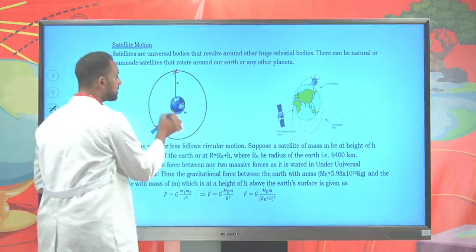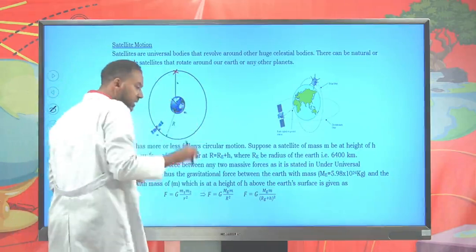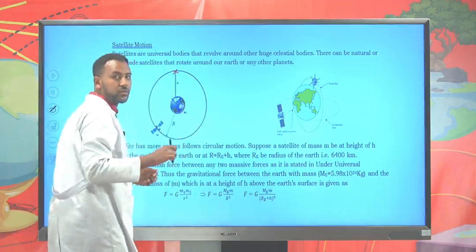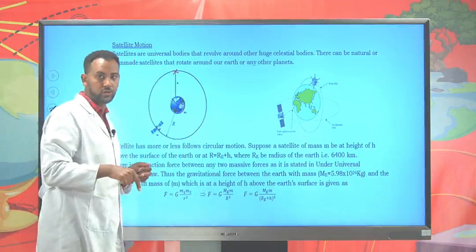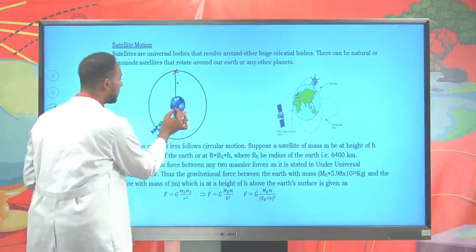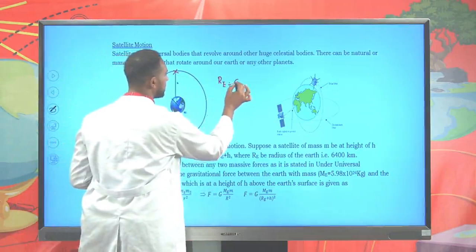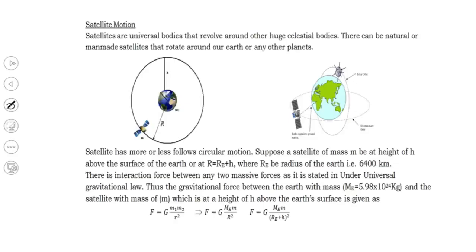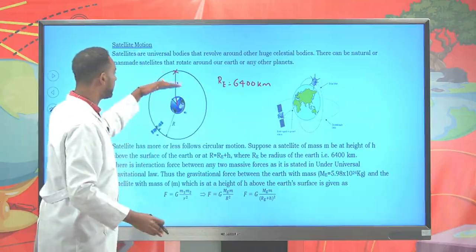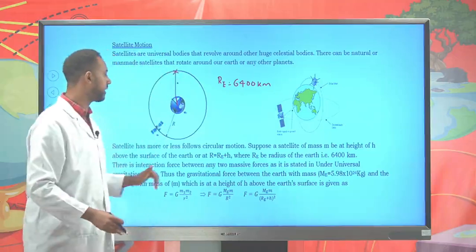But the Earth itself has its own radius from the center of the Earth. The center of the Earth is found just at the inner core. From the core to the surface is the radius of the Earth, and that radius is 6,400 kilometers. From the center of the Earth to the surface, 6,400 kilometers, and the satellites are launched at elevation h, at a height of h.